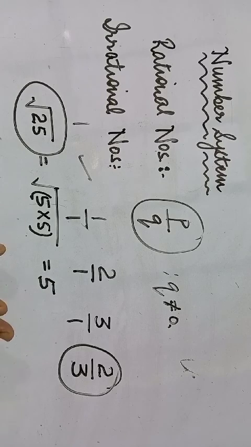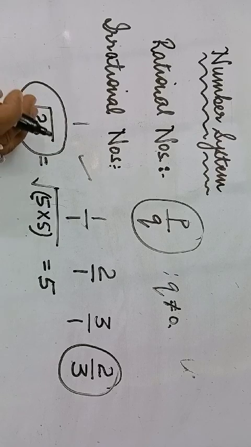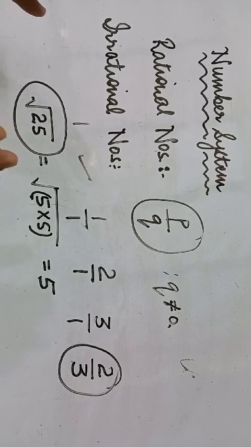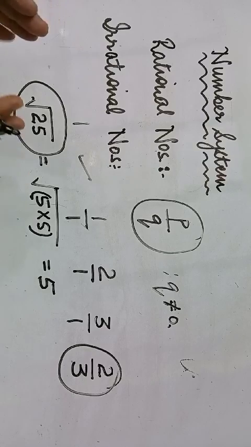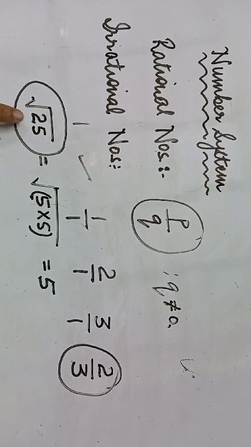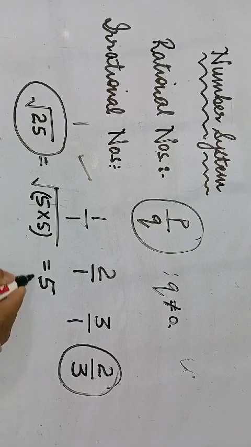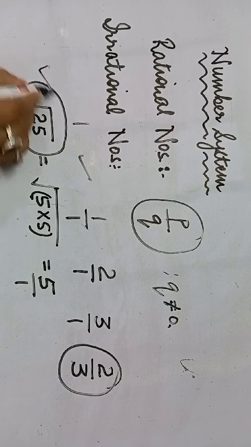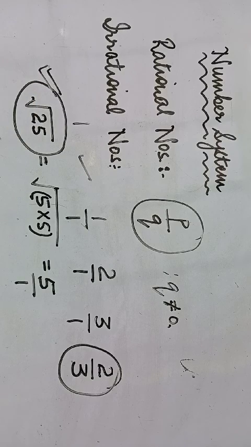So the value has not changed. I have only been able to express this root 25, which was looking like a rather complex number, meaning a difficult looking number, and brought it into a form which we all like, a simple number without the root sign. So we have 5, which can certainly be written as 5 upon 1. So this is p by q form, where p and q are integers and q is not equal to 0. So is root 25 a rational number? Yes, root 25 is a rational number.